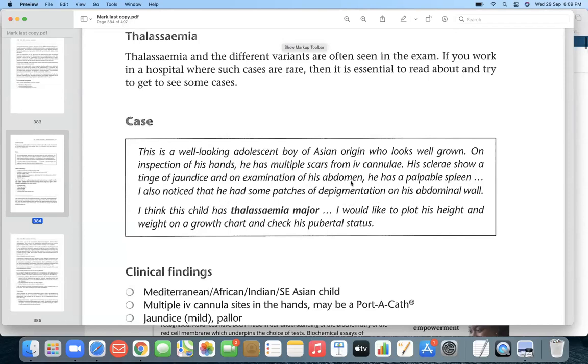On examination of his abdomen, he has a palpable spleen, and they will also have hepatosplenomegaly, both. He hasn't given it here, I don't know why. Usually they will have multiple scars of IV cannulae, scleral jaundice, a palpable spleen, and some depigmented patches on the abdominal wall.